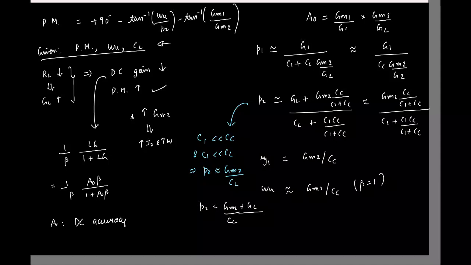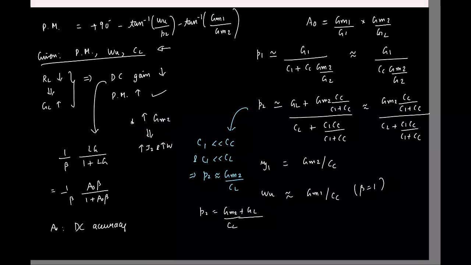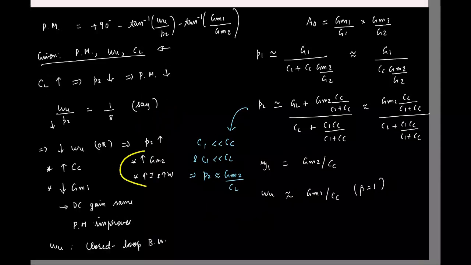Right, so we see that the moment the load capacitance increases or the load resistance decreases, which means your load has become heavier to drive, the only reasonable way seems to be to go and increase GM2, right? So even in the previous case, that's what happened, right? We finally had to increase GM2.